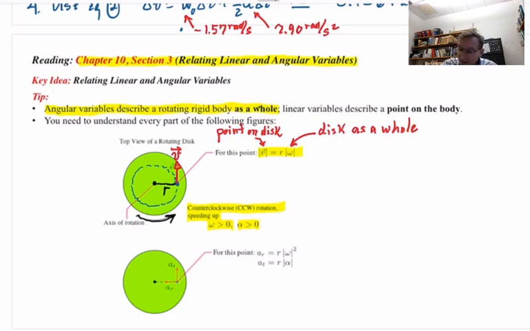Note then that if I had picked a different point, what if I had picked the point right out on the very, very edge, the very rim of the disk? I just drew it there.